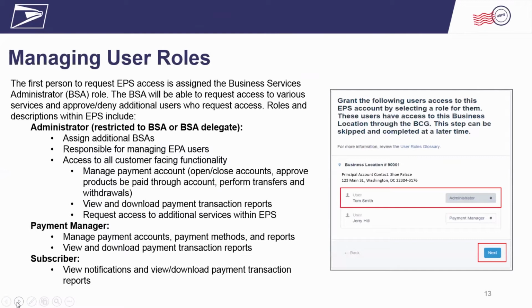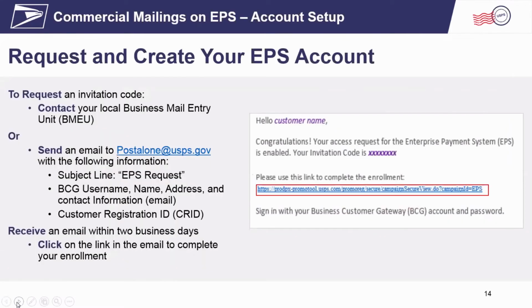As you can see, the BSA is obviously the person that has the most access and ability to change information within the account. The payment manager is able to manage payment account methods, reports, and view and download payment transactions. And a subscriber can just view notifications, and view and download payment transactions.